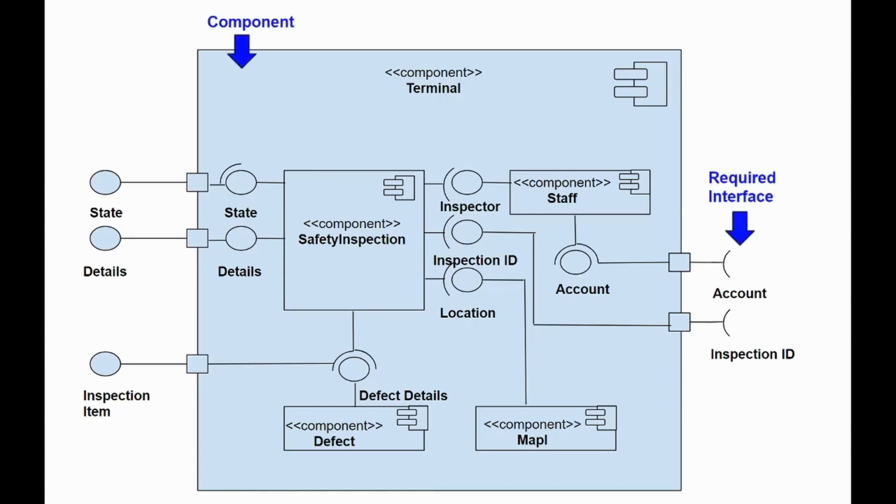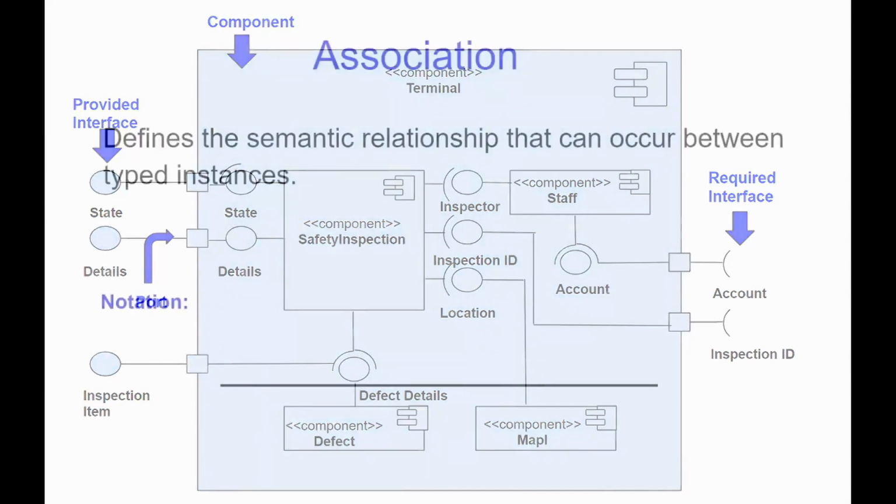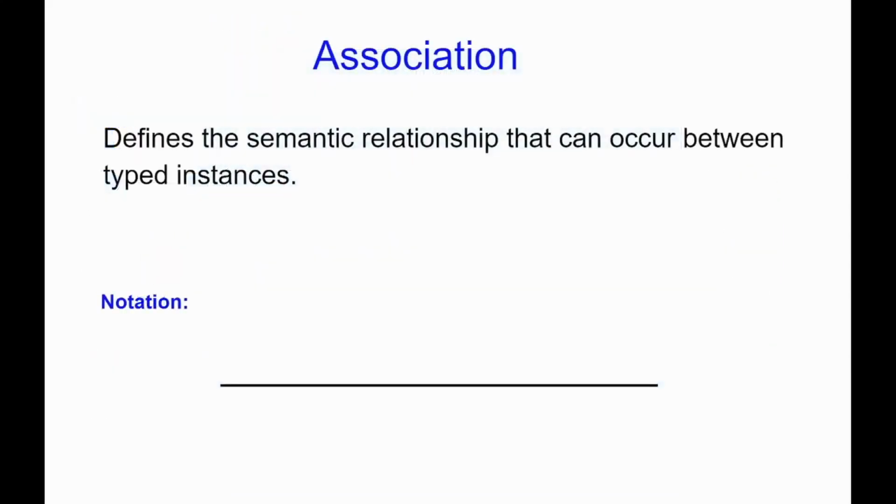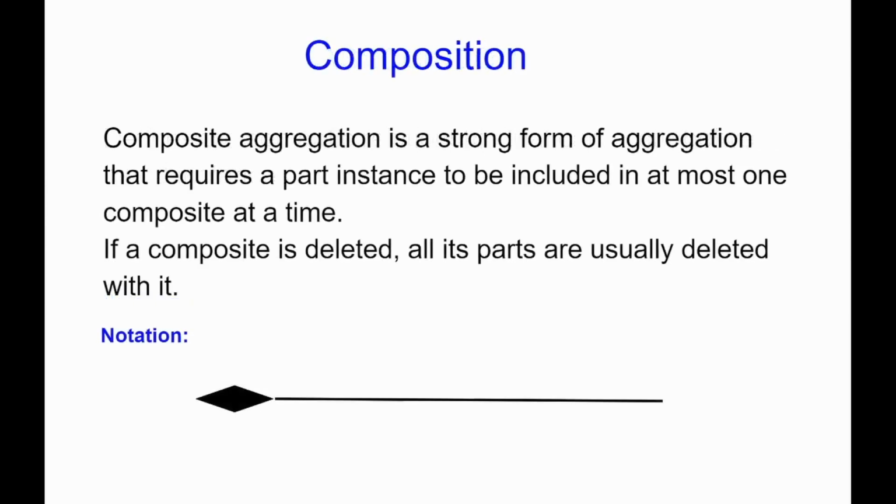In general, some relationships might already be familiar to you as they are widely used in the class diagram, but there are some unique ones. Association. An association defines the semantic relationship that can occur between typed instances. It is drawn as a straight line connecting two or more components of the system. Composition. Composite aggregation is a strong form of aggregation that requires a part instance to be included in at most one composite at a time. If a composite is deleted, all its parts are usually deleted with it.